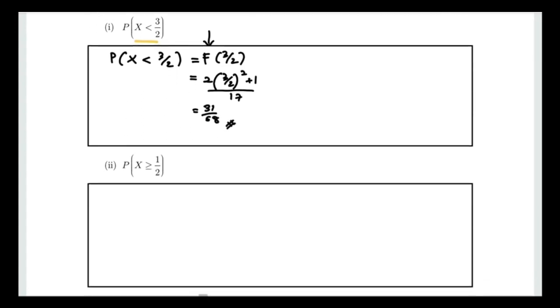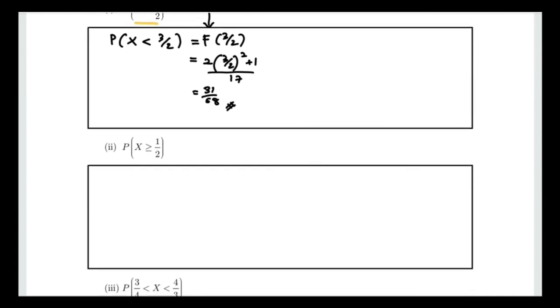Right, so then proceed next. The next question asks to find P(X ≥ 1/2). So you have to do something on that before using the CDF function. We need to change it a bit. So P(X ≥ 1/2) equals 1 minus P(X < 1/2).